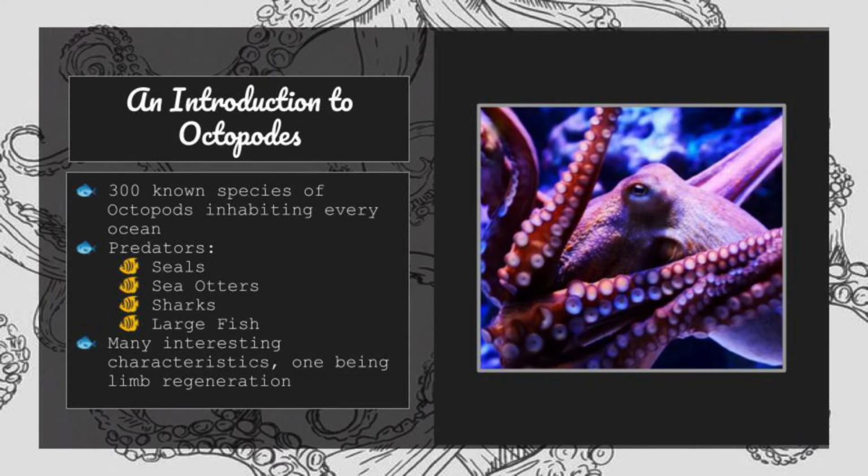Octopods have several predators: seals, sea otters, sharks, and large fish. In attempting to escape predators, they often lose or severely injure their tentacles, which drastically limits their movement and ability to hunt. Much like a lizard, some types of octopods can self-amputate their limbs to encourage predators to attack the detached limb rather than the octopus.